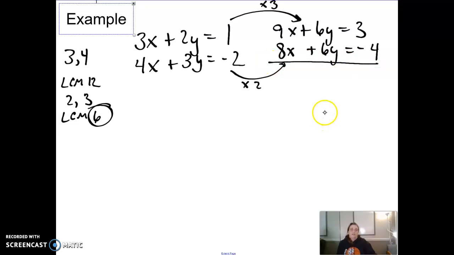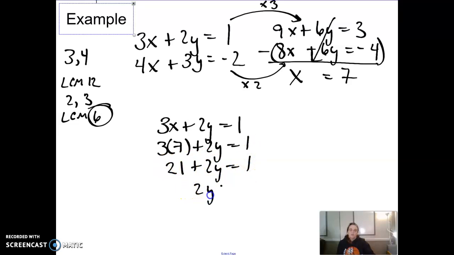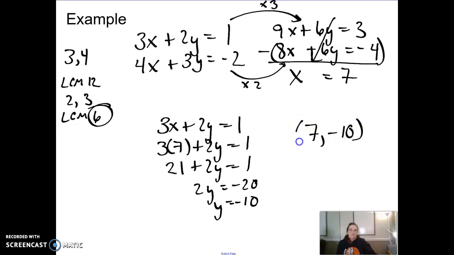Now that I've rewritten those equations, I can go ahead with the process. These 6's have the same sign, so I am going to subtract. 9x minus 8x leaves me with x. These are going to go away. 3 minus a negative 4, it changes the sign of the 4, and I have 7. So x equals 7 is one of my points. Then I have 3x plus 2y equals 1. Back to an original equation. 3 times 7 plus 2y equals 1. 21 plus 2y equals 1. So 2y equals negative 20, or y equals negative 10. And my solution is 7 comma negative 10. So just an example that sometimes you do have to multiply both equations to get a solution.